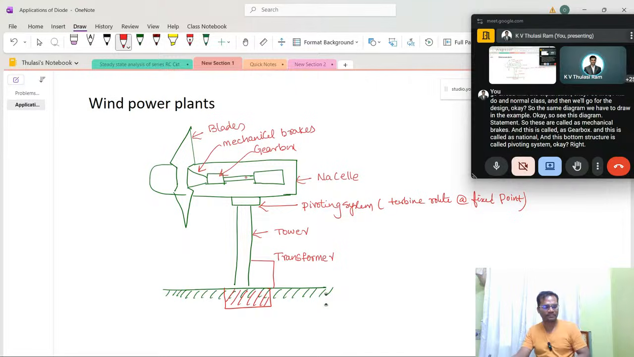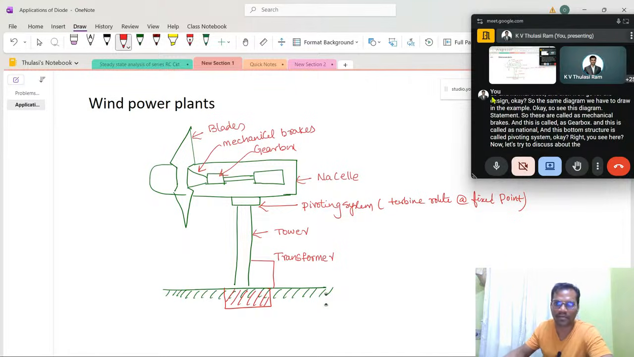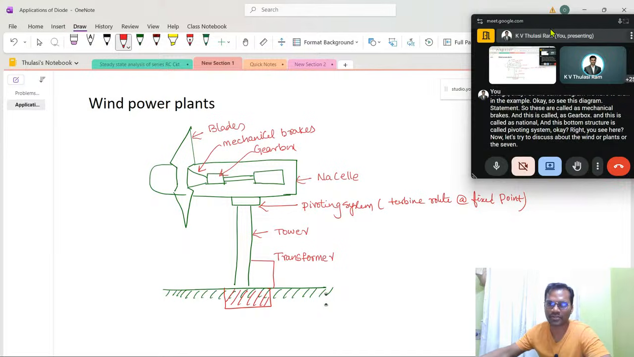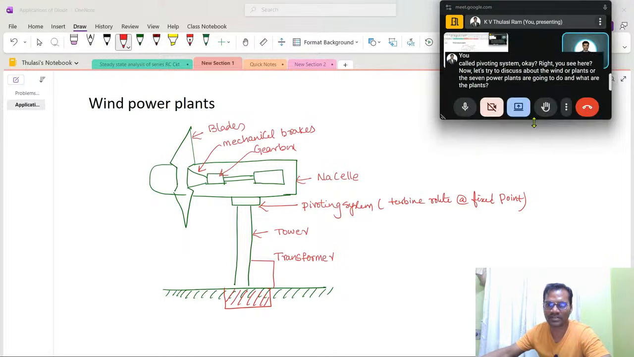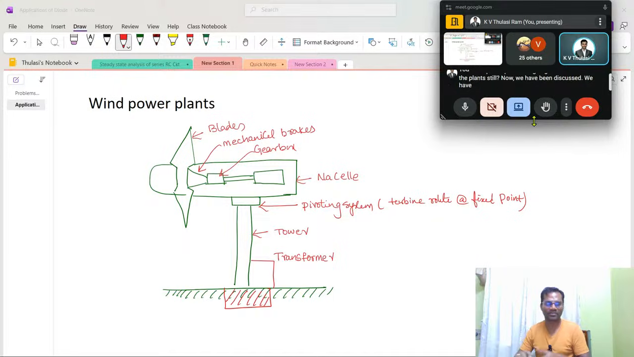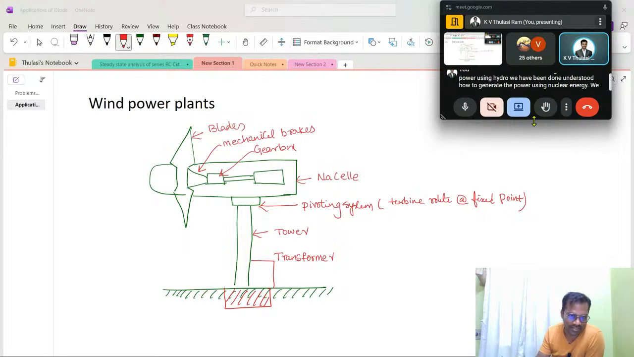Now let's try to discuss wind power plants. What are these wind power plants going to do? Till now we have discussed how to generate power using hydro. We have understood how to generate power using nuclear energy. Now we will understand how to generate power using a wind power plant.